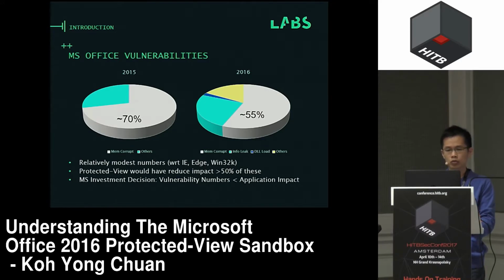If we zoom into these 2 years, we differentiate the memory corruption vulnerabilities from the other types. And it turns out that about 70 and 55% of these vulnerabilities are actually memory corruption, for which the Protected View sandbox is effective against. So if you think in terms of the absolute numbers, this sandbox actually doesn't mitigate a lot of them.